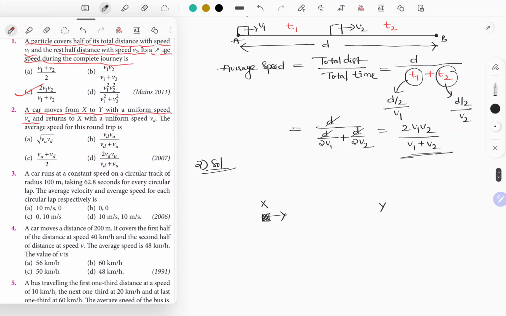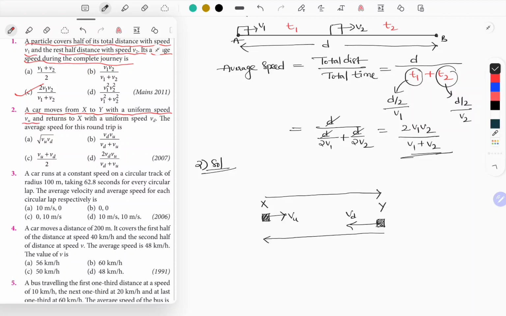Okay, initially from X to Y, the object is traveling with a speed VU. Okay, it returns to X with a speed VD. So first it travels the X to Y distance, then it comes back. With how much speed is it coming back? It is coming back with a speed VD.